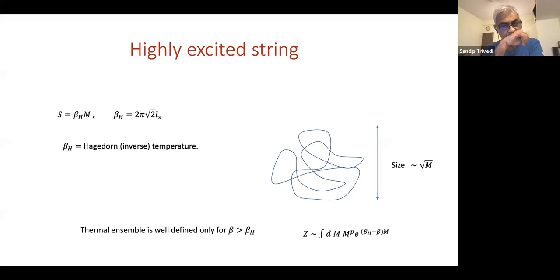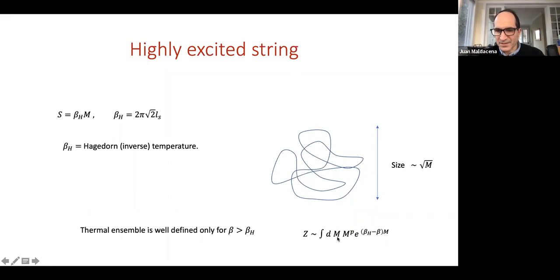That's simply because in the partition function, we have the usual suppression factor, and then we have the entropy factor from this first term. Only if this prefactor is negative is this integral well defined. There are some powers here that I didn't discuss, some log terms that I'm disregarding. But in any case, we have this maximum temperature.